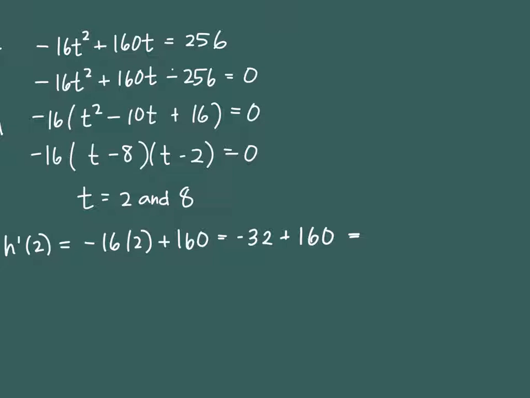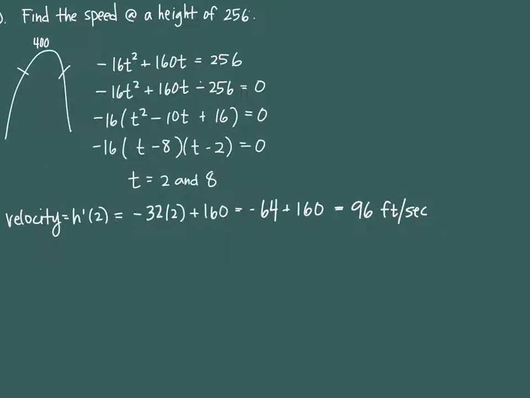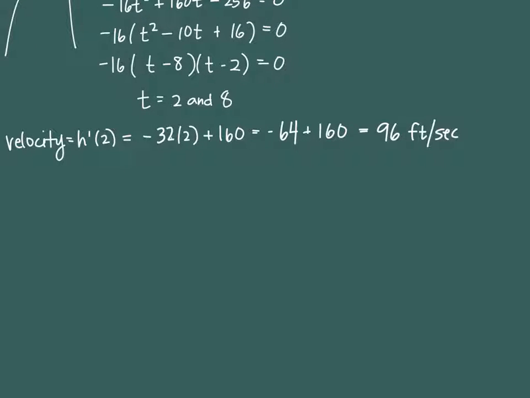What'd I do? Oh, yeah. All right, now that we got that fixed. All right, so that's going to be 96, and it's going to be measured in feet per second. So I don't need absolute value because it's already positive. So I know that the speed going up at time 2 when it hits that height is 96.